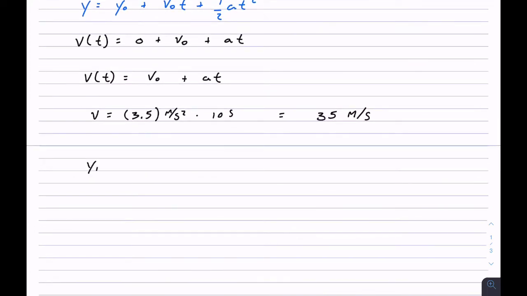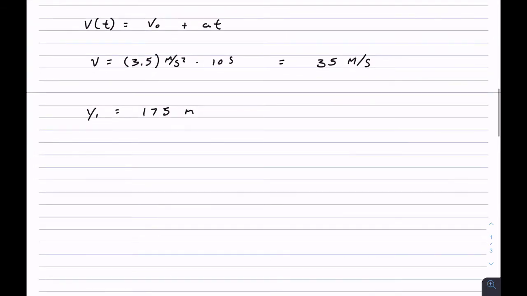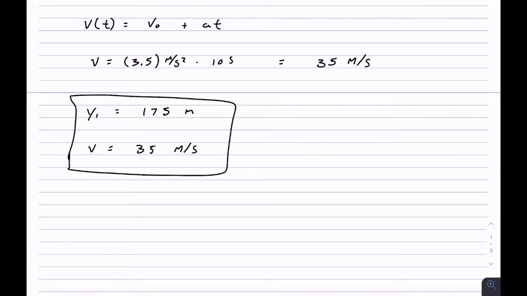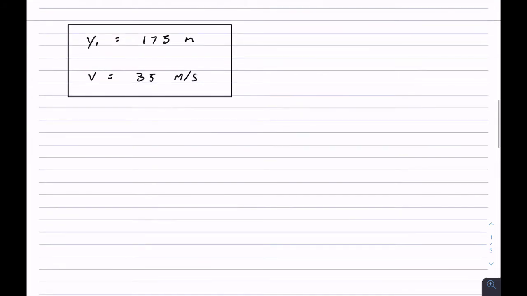So there we have our answers. The height is 175 meters. The velocity is 35 meters per second. So this is the answer for D1. Now, D2. How long does it take for the rocket to come to rest at its maximum height?